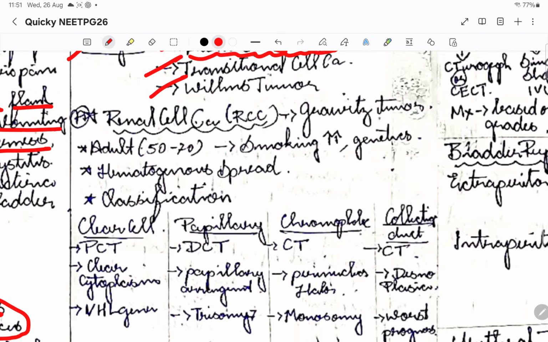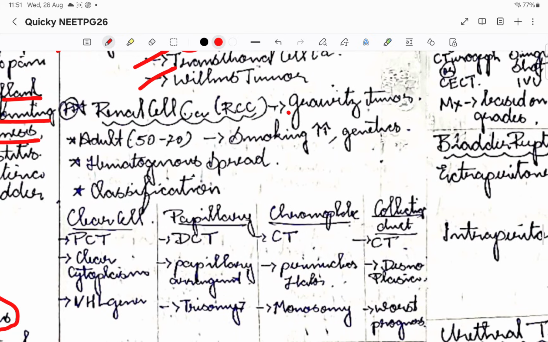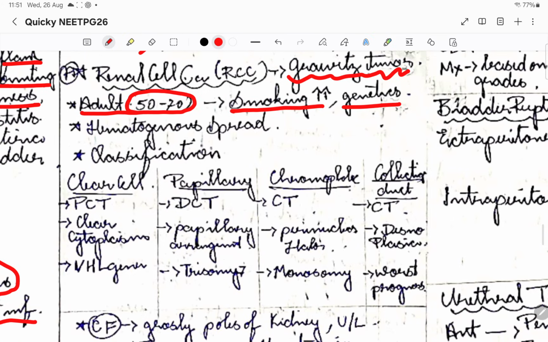So first we'll go for adenocarcinoma, that is the renal cell carcinoma. It is also known as Grawitz's tumor. Here, in adults, that is 50 to 70 years of age, is where the highest risk of renal cell carcinoma is. There is an increased risk of RCC with respect to smoking and also genetics. As it is a malignant carcinoma, it is going to spread by the hematogenous pathway.